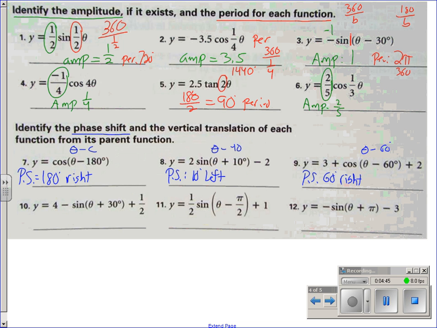For the vertical translations, that was your d value, what you're adding after the trig term. Technically, there's a +0. So as far as a vertical shift, we'll do a VS, 0. We're not adding anything. Here, we are adding a negative 2. So this is a vertical shift down 2.